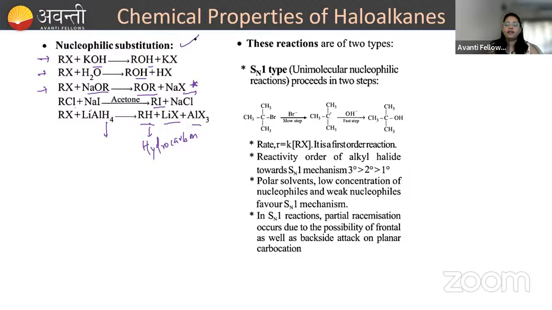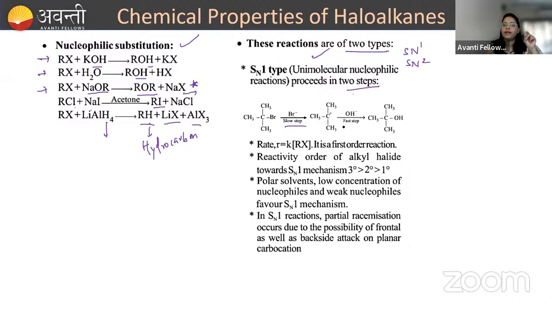So all the reactions are of which type? Nucleophilic substitution reaction. All the reactions are nucleophilic substitution reactions. And we know that there are two types of nucleophilic substitution reaction. One is the SN1 reaction, and another one is what? SN2 reaction. Right? What is the SN1 reaction? It is a unimolecular nucleophilic substitution reaction which proceeds in two steps. Unimolecular means one molecule is involved, but it takes place in two steps.